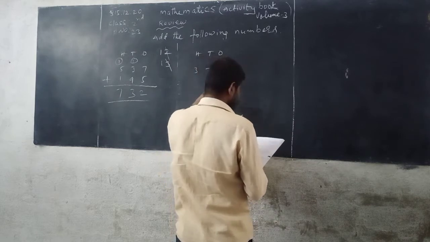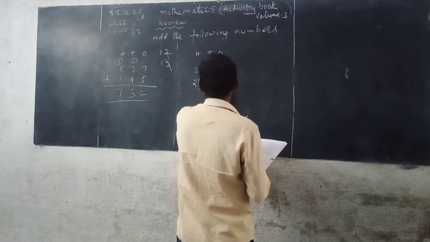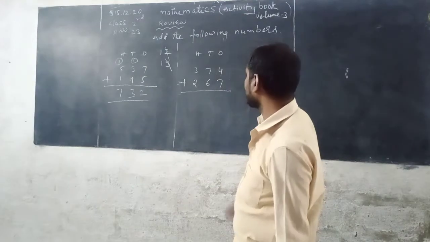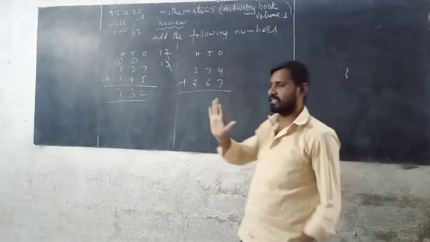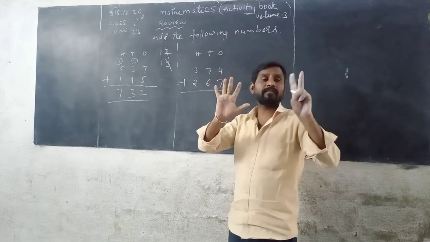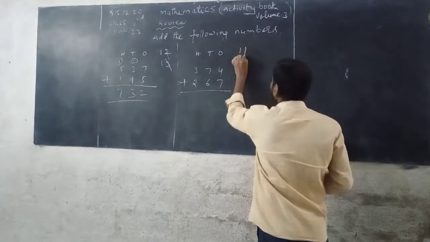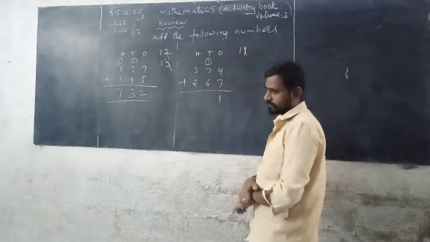And 74 plus 267. First, add the digits in the ones place. 7 plus 4. Keep the number 4 in your mind and take 7 fingers in your hand. So you count 4 after 5, 6, 7, 8, 9, 10, 11. So you get 11. In it, 1 is taken in the ones column and 1 is carried over to the tens place.